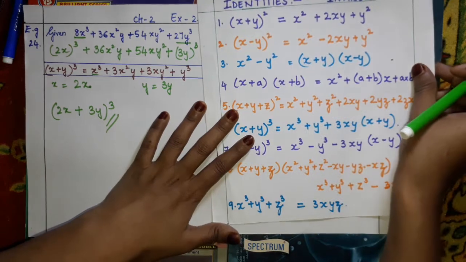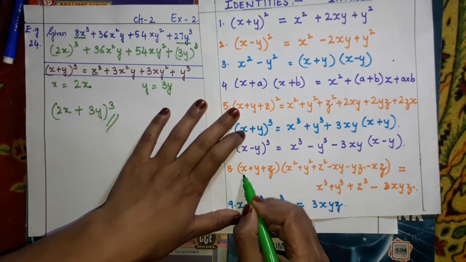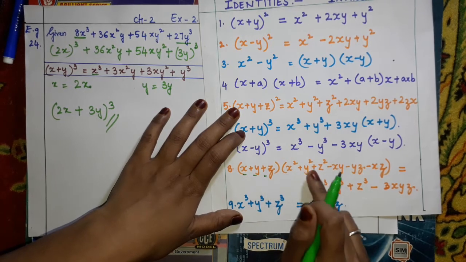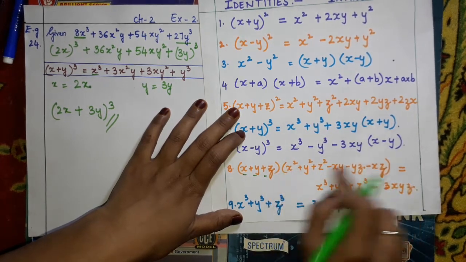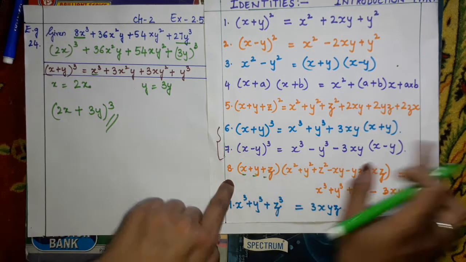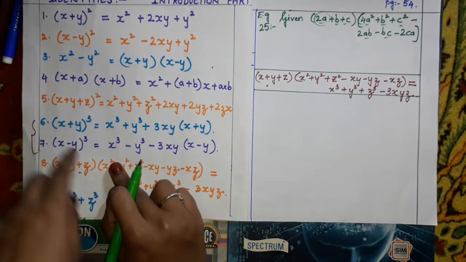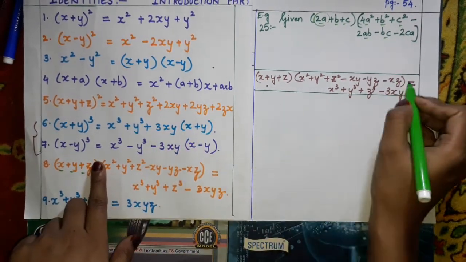So in our formulas we have to check where we have 3 terms and 6 terms in brackets. Here we have 3 terms, and 1, 2, 3, 4, 5, 6, here we have 6 terms. So it is identity 8. Are you understanding, children? It is identity 8. So I have copied identity 8 here.